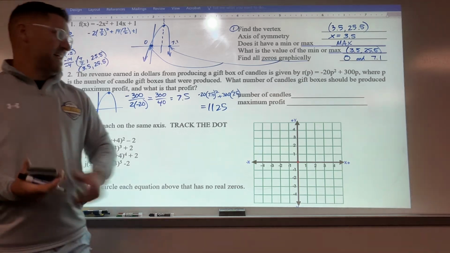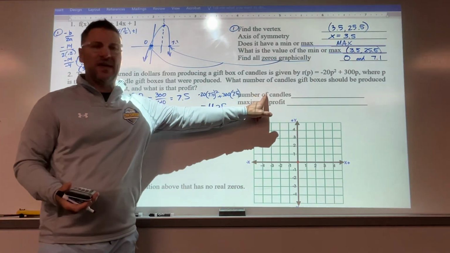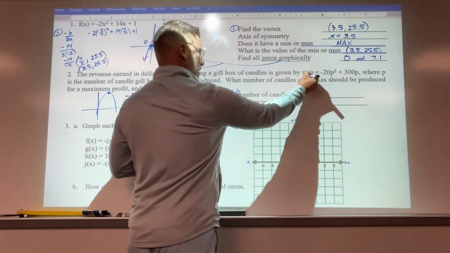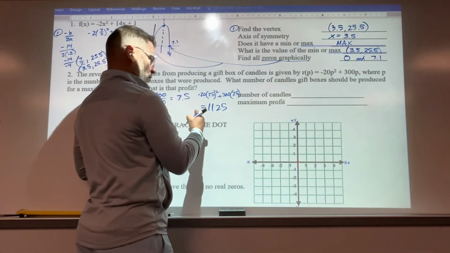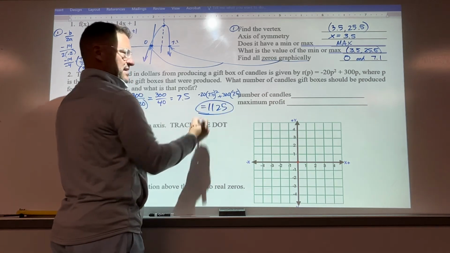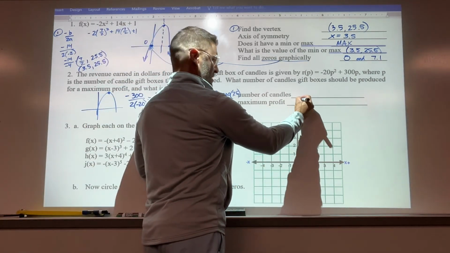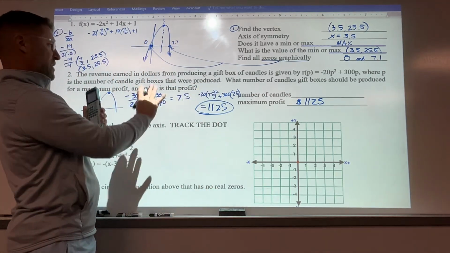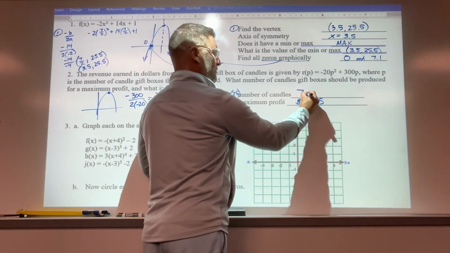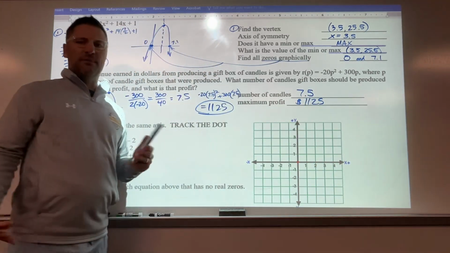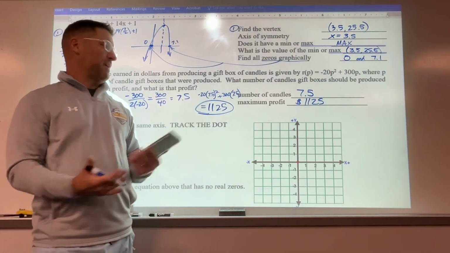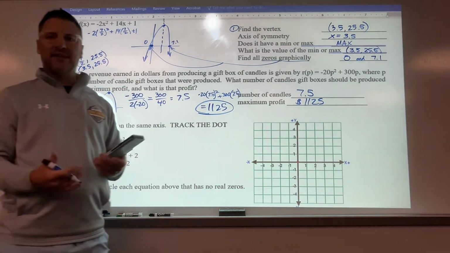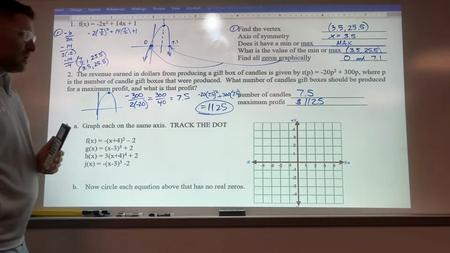All right. It asked me for the number of candle boxes, and it asked me for the profit. Well, the revenue gives me the profit. So when I plug that vertex in, this is the maximum profit: 1125. And the number of candle boxes that were produced would have been 7.5. Like I said, that should probably be rounded. We can't really get 0.5 of a candle, but I'm going to leave it like that. It'll come out better on your test.